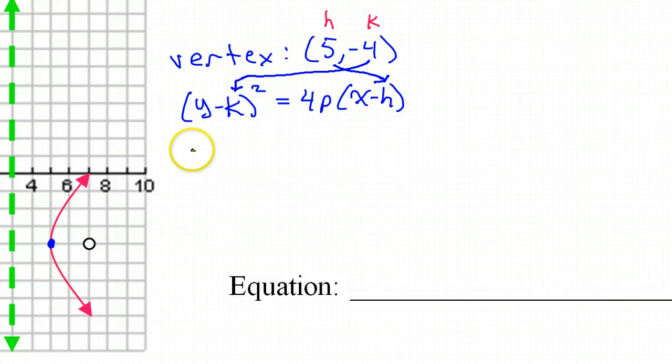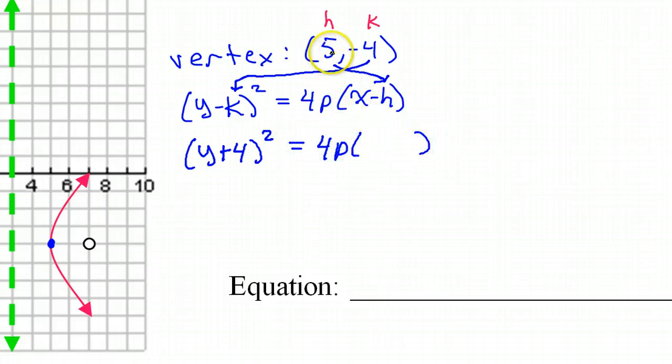So this is going to be like y minus, okay, the k. This is negative, so we do the opposite. So I will put a plus 4 in there. And now I've got 4p, and it'll be x minus 5. This is positive, so here we go, negative. So this is most of the equation. If only we had the p-value.